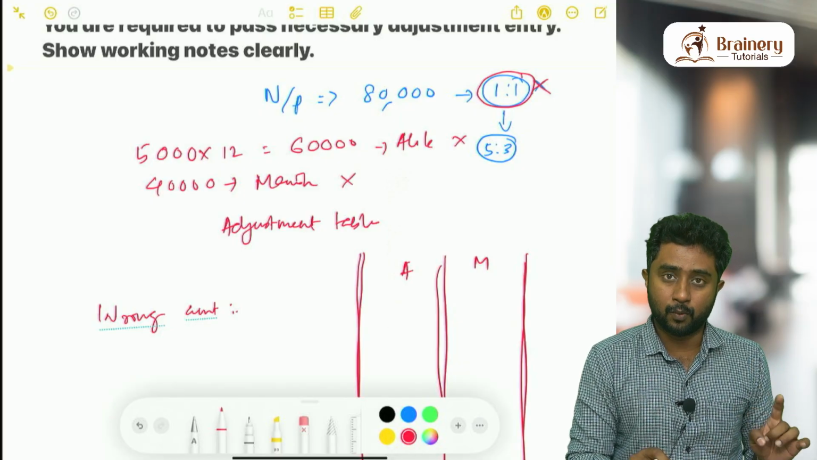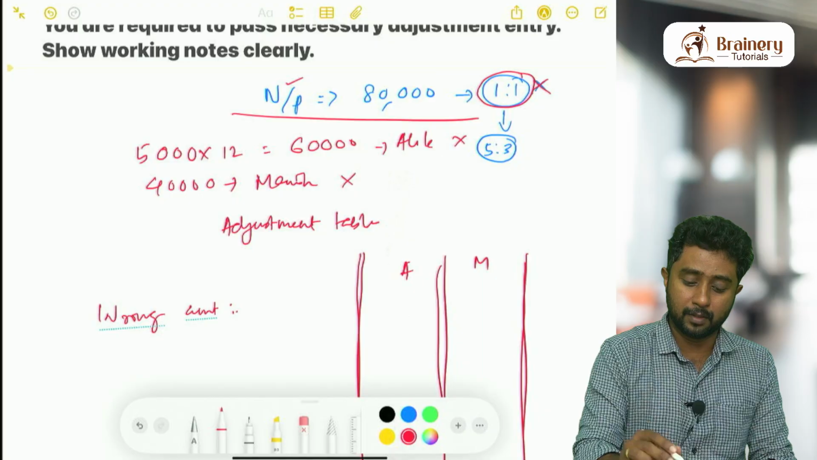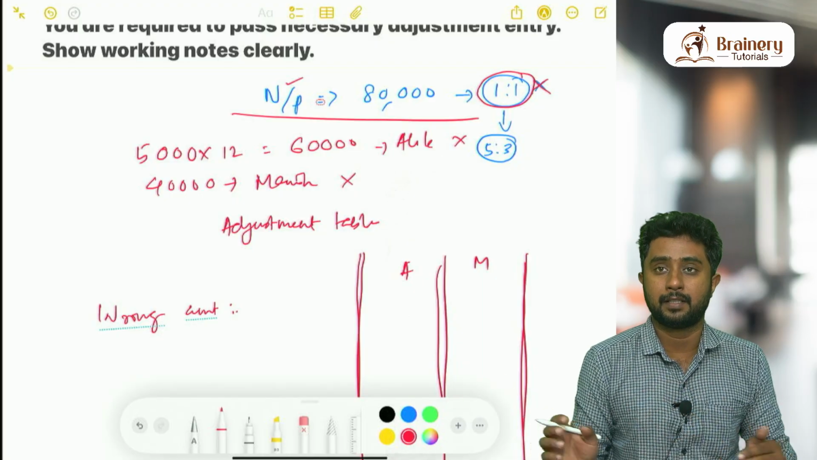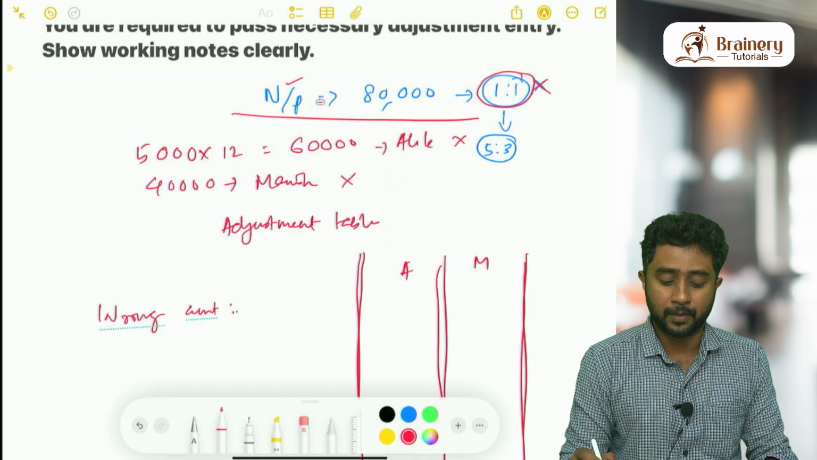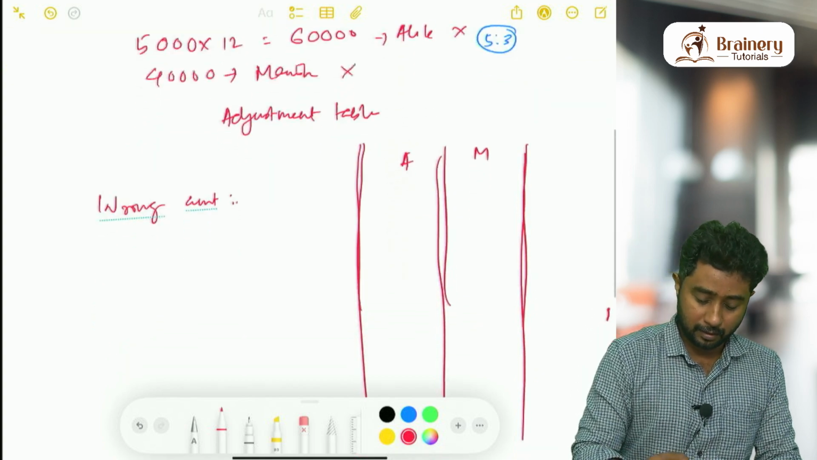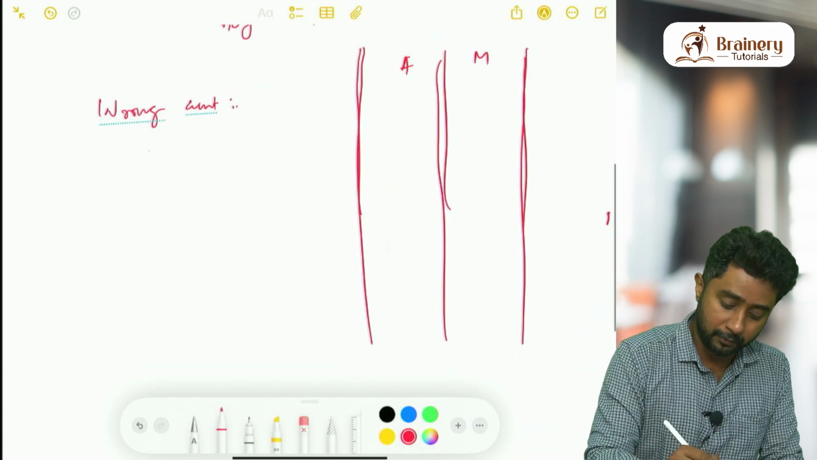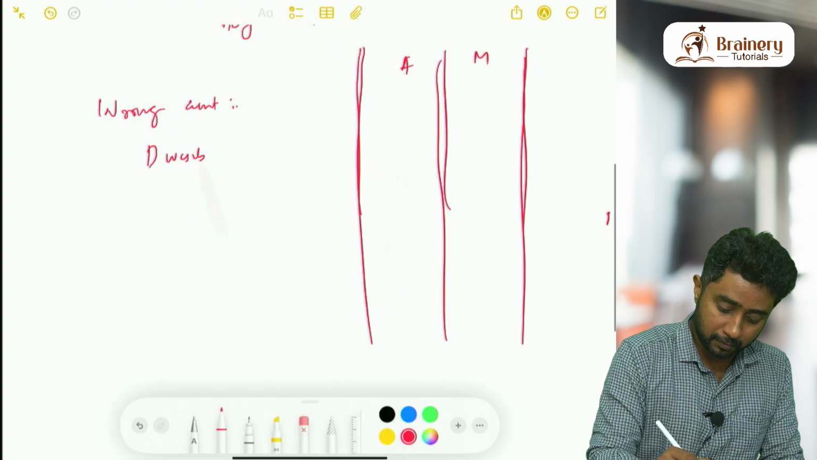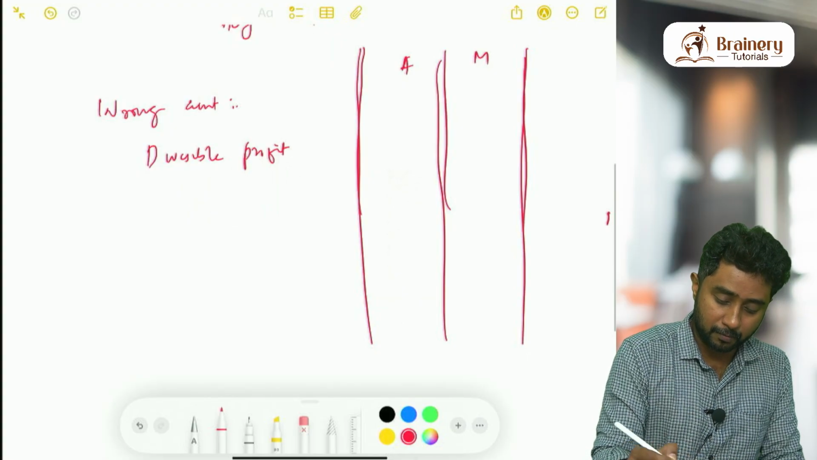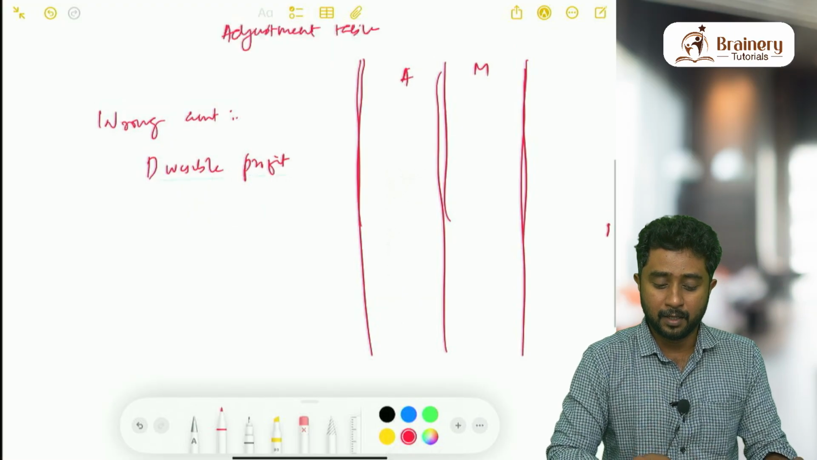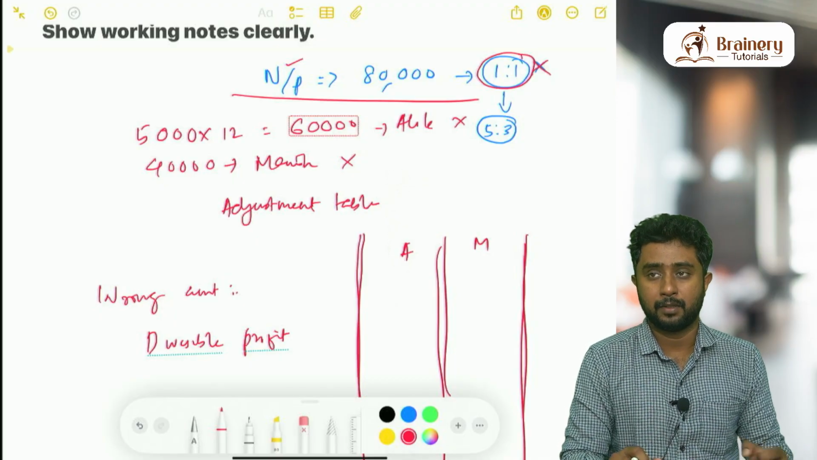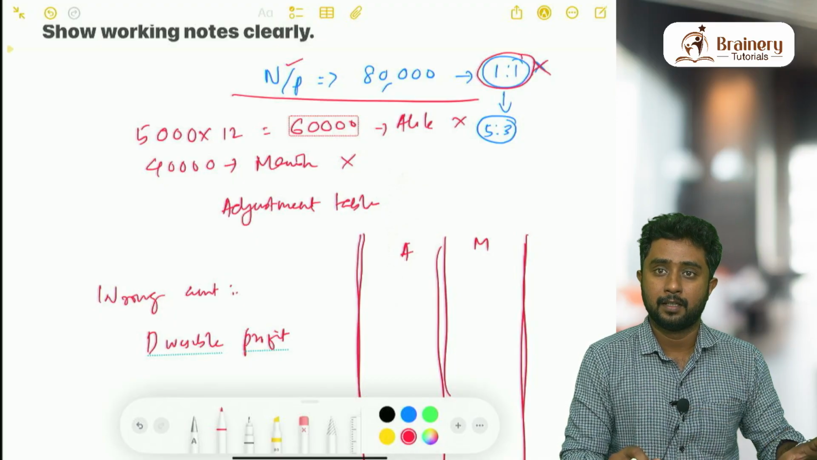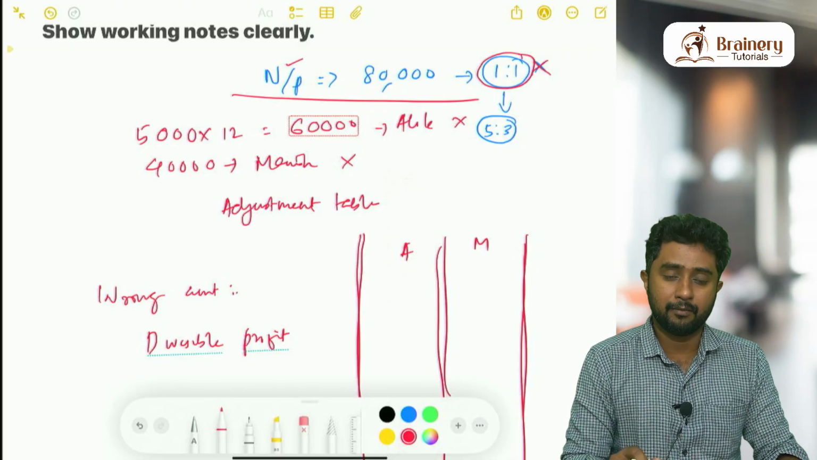So here only one thing we have written wrongly in the capital account, that is net profit. When it is divided among the partners, we have divided it in the ratio of 1:1. That means this net profit, when it is divided, becomes divisible profit. So divisible profit is the wrong amount that we have recorded in the capital account. Commission and salary we have not yet given, so it is not a wrong amount, it is just that we have omitted that amount.